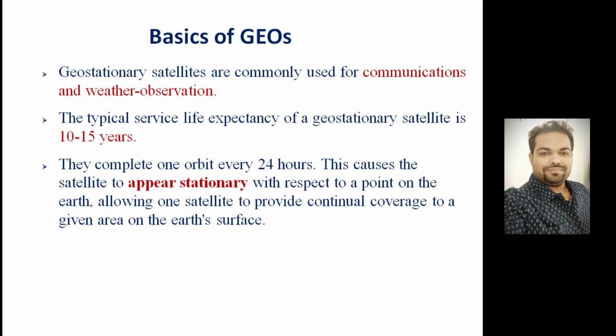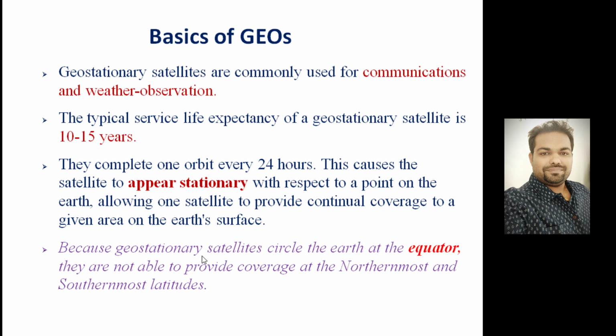They complete one orbit every 24 hours. This causes the satellite to appear stationary with respect to a point on the Earth, allowing one satellite to provide continual coverage of a given area on the Earth's surface. Because geostationary satellites circle the Earth at the equator, they are not able to provide coverage at the northernmost or southernmost latitudes. So these are the two zones which are hidden from satellites placed in the geostationary and geosynchronous orbit. They orbit over the equator, so the northernmost and southernmost latitudes cannot be seen by satellites in the geosynchronous orbit.